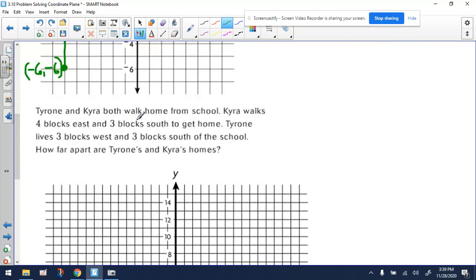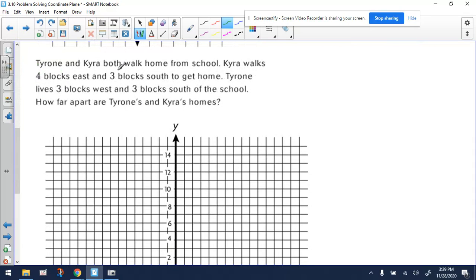All right, let's look at a different question. Tyrone and Kyra both walk home from school. Kyra walks 4 blocks east and 3 blocks south to get home. Tyrone lives 3 blocks west and 3 blocks south of the school. How far apart are Tyrone's and Kyra's homes?